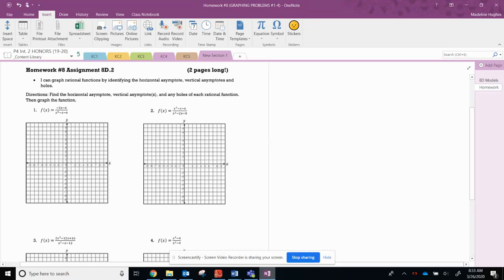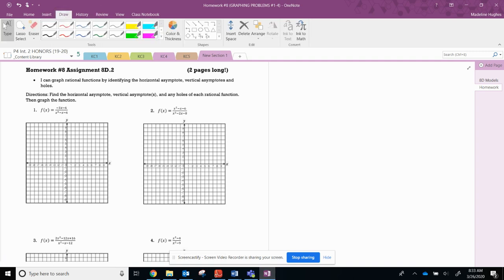Hey guys, I've had a lot of homework questions on number 8, the graphing. So I'm going to go over one of these examples. I'm going to go over number 2.